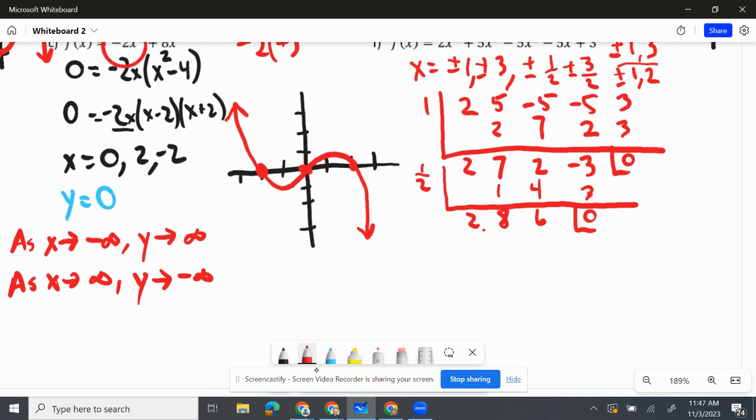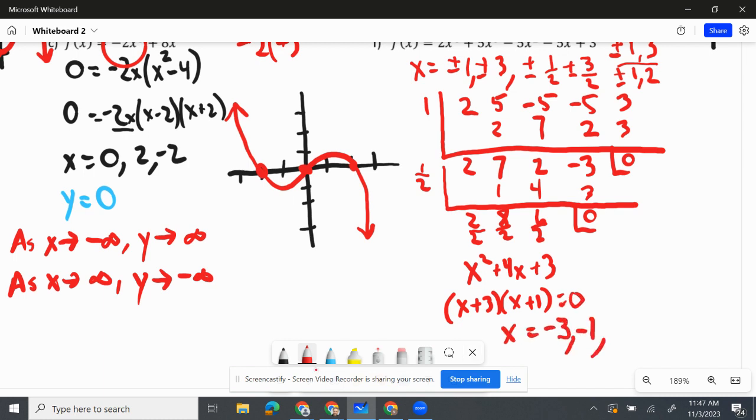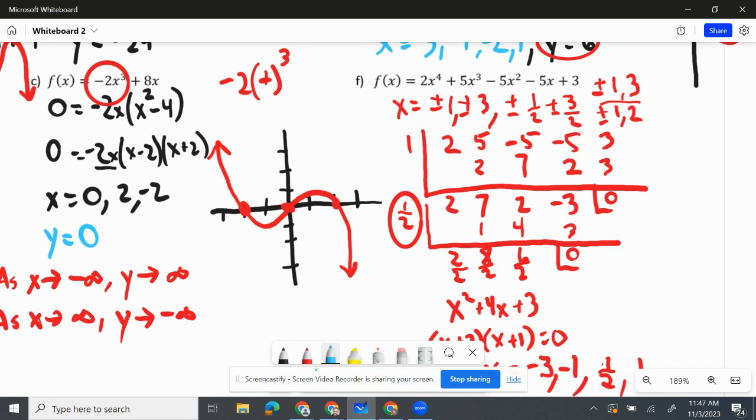Now I see that all of them are divisible by 2, so I'm going to divide it by 2, and I get x squared plus 4x plus 3, which factors as x plus 3 and x plus 1. So my x values are -3, -1, and then I have the 1/2 and the 1. My y-intercept, when I'm looking at this, my constant value is 3, so that would be y equals 3.